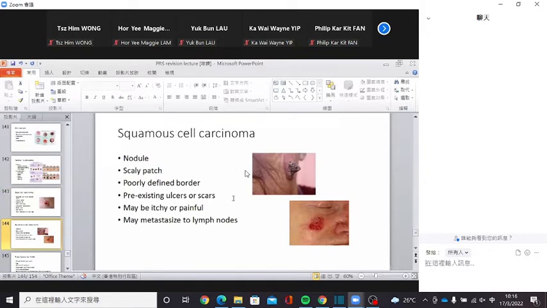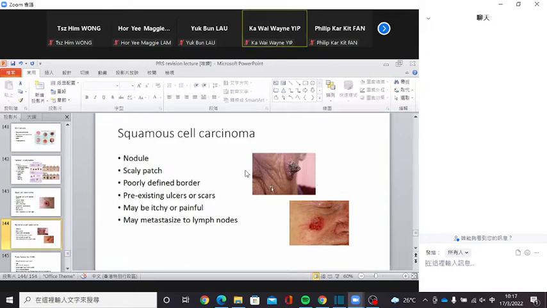So for squamous cell carcinoma, they could be a nodule or they could be a scaly patch. They have a very poorly defined border. There could be a pre-existing ulcer or scar. In case a squamous cell carcinoma arises from a pre-existing ulcer, what's that called? Anyone got the answer? I think it's a very simple question. You should be able to give the answer. Start with M.